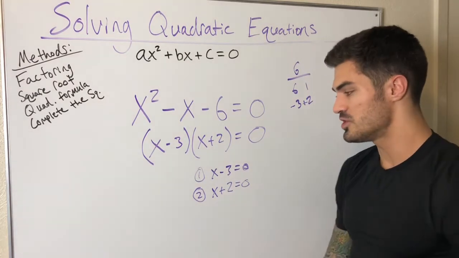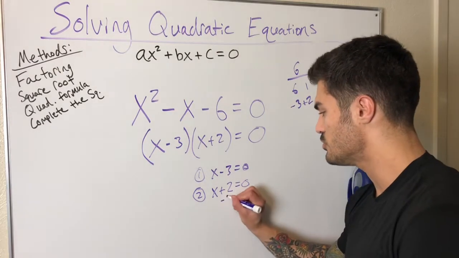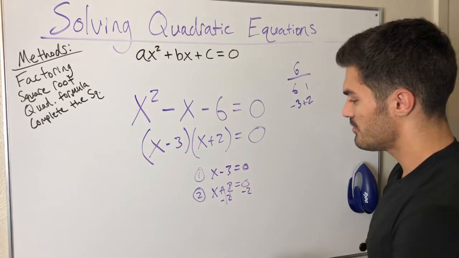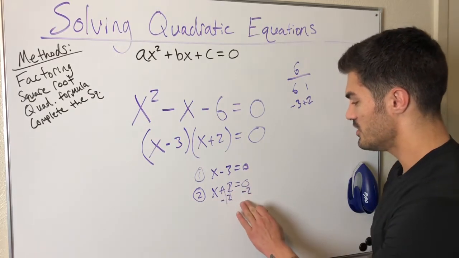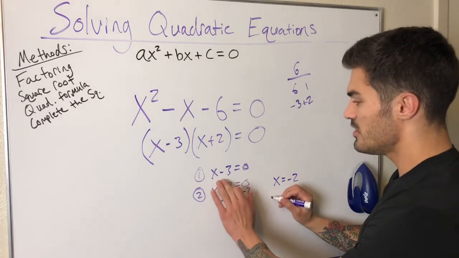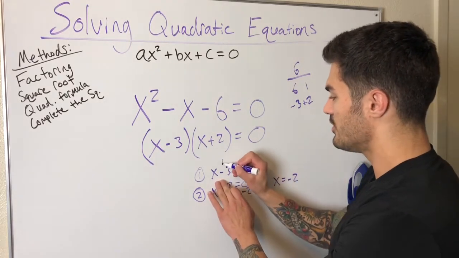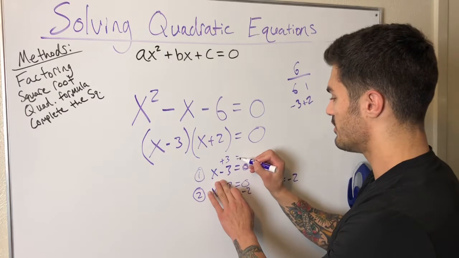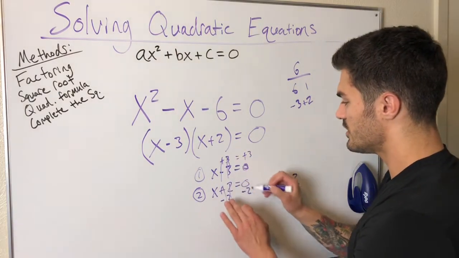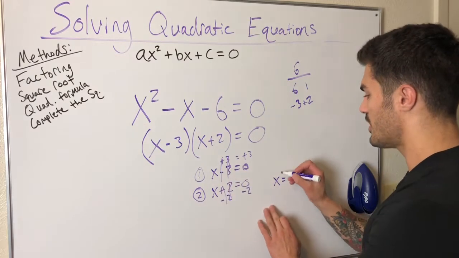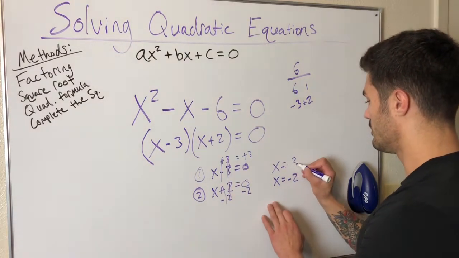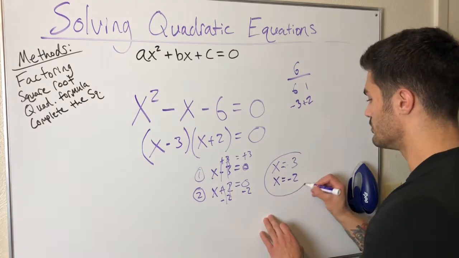And now I just solve these two different equations. So I can subtract 2 from both sides of this one. That cancels the 2, and I'm left with x equals -2. So this is one of my solutions. And then here I need to get that x by itself, so I add 3 to both sides. Then these 3's cancel, and I get x equals 3. So these are my two solutions.